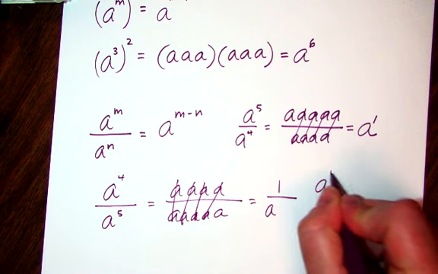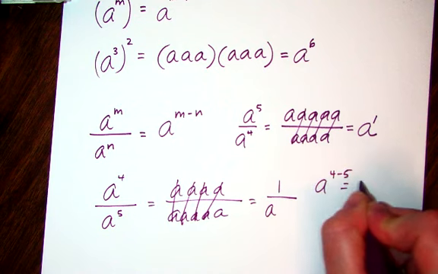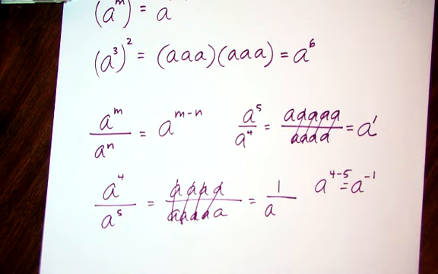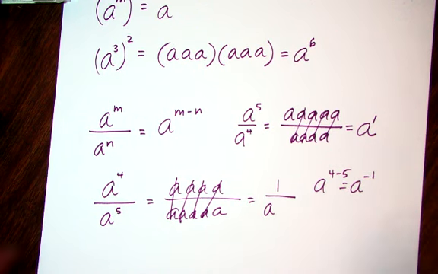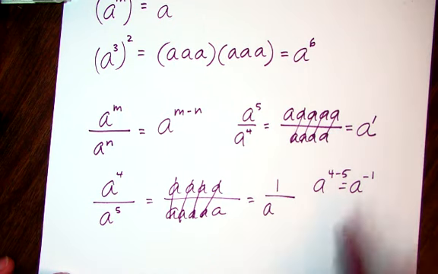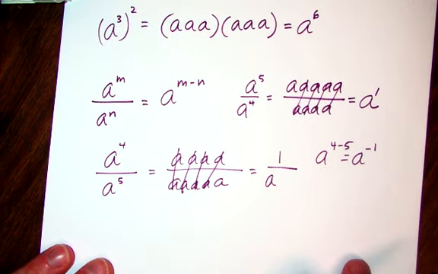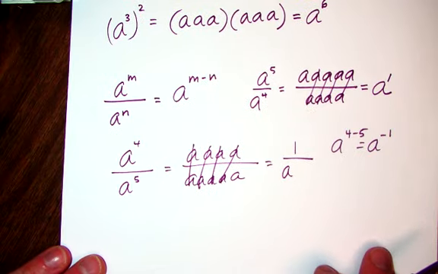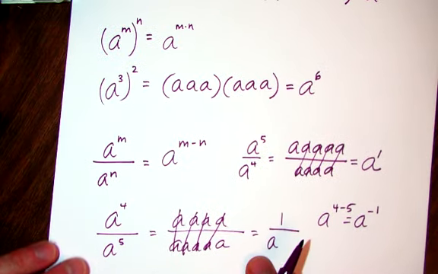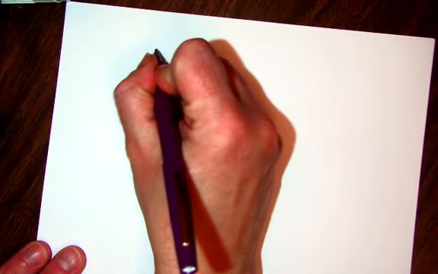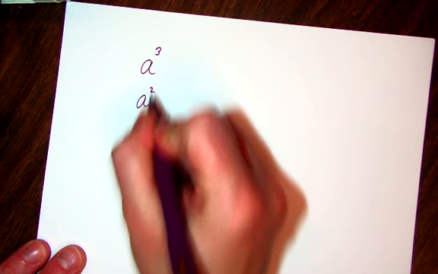So if you don't realize why a to the negative 1 and 1 over a are the same, well, of course, that's one of our exponent rules. So let's take a look at that one. We're going to start by looking at maybe a to the third. So let's take a look at these numbers. I have a to the third and a to the second and a to the first.